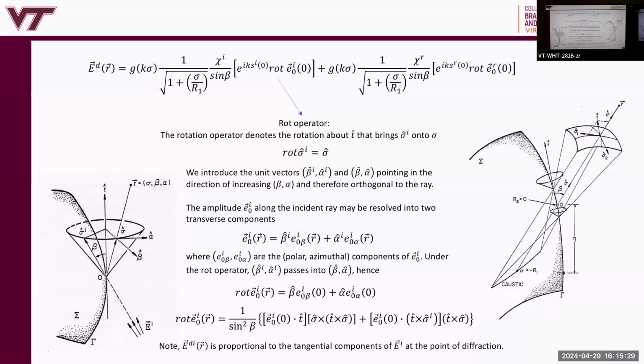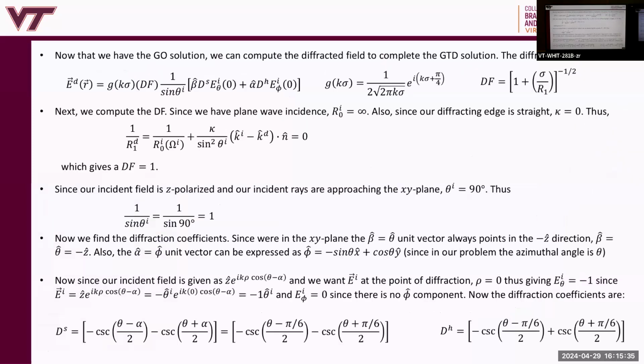Okay, so in this case, we're normally incident on the edge, because the edge is here. This is the y-axis, this is the x-axis, and we're normally incident like this, and the edge tangent is in and out of the board, say z. That means the angle between k incident, or sigma hat incident, and the edge tangent is 90 degrees, right? So we'll get to that. That's what this angle is here, beta.